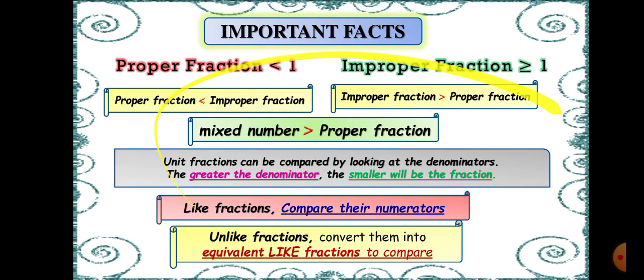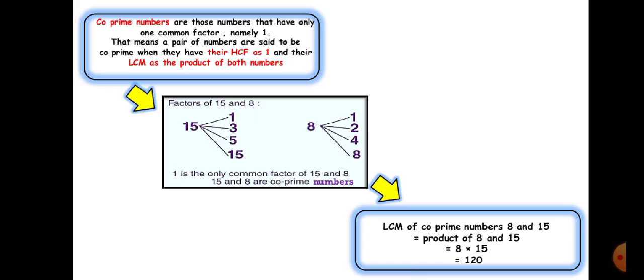So let me tell you an important fact that we have been learning for many days. A proper fraction is smaller than 1, an improper fraction is greater than 1, a proper fraction is smaller than an improper fraction, and a mixed number is greater than a proper fraction. Unit fractions can be compared by looking at the denominators. The greater the denominator, the smaller the fraction. Like fractions, you have to compare their numerators. Unlike fractions, convert them into equivalent fractions to compare.